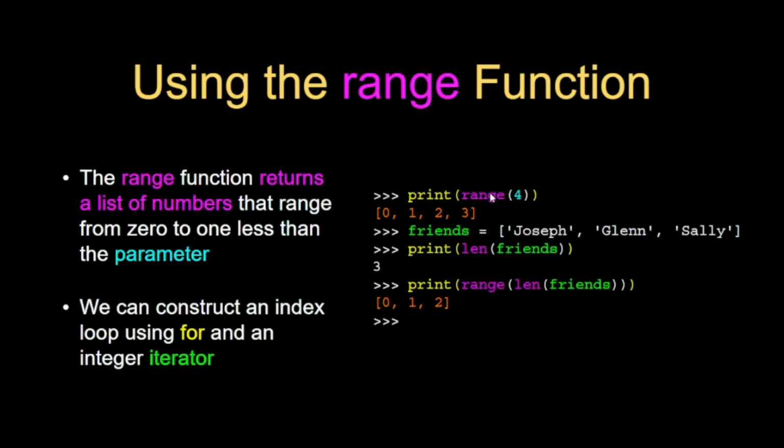We can construct an index loop using for and an integer iterator. For example, we can declare friends as a list: Joseph, Glenn, Sally, and we can print the length of the list, and that is 3. Now if we print range of length of friends, first it will access the length of friends, and that is 3. Then it will give the range of that 3, and that will be 0, 1, 2. So this is an example of the range function, and I hope that this was clear for you.